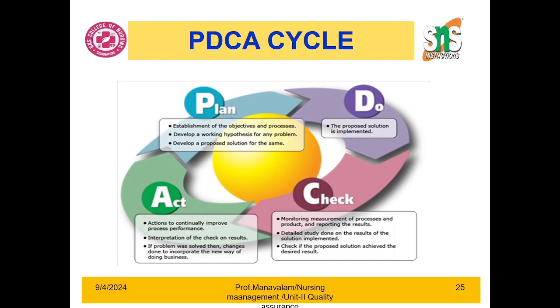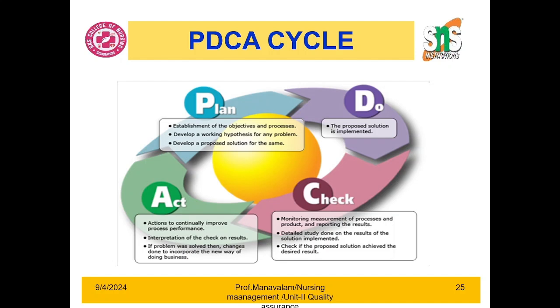Next, move on to the do. The proposed solution should be implemented in this do. Next, move on to the act. So action to continually improve the process performance. Interpretation of the check on results. If the problem was solved, then changes are made to incorporate the new way of doing business or activities or services.